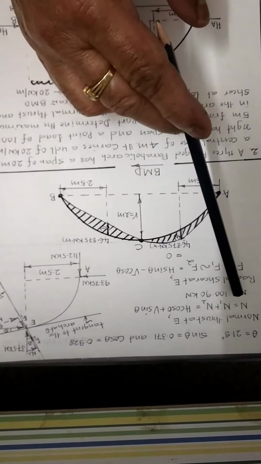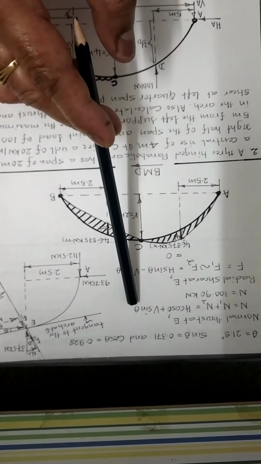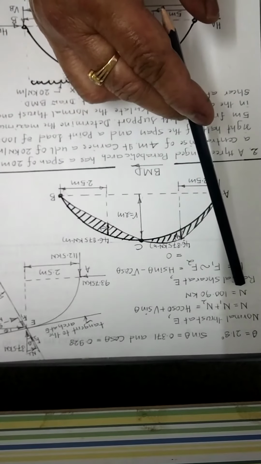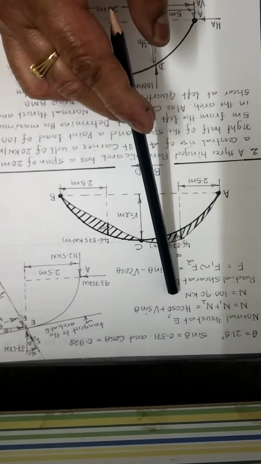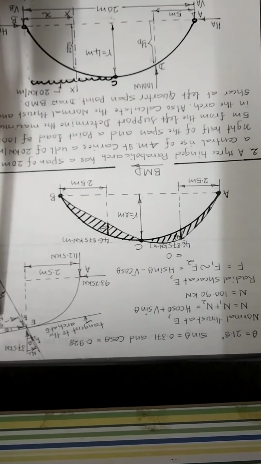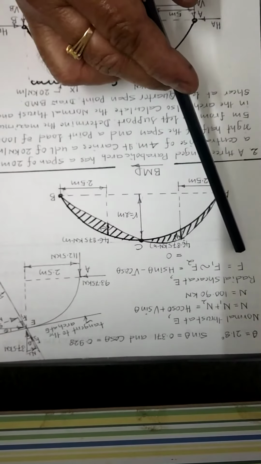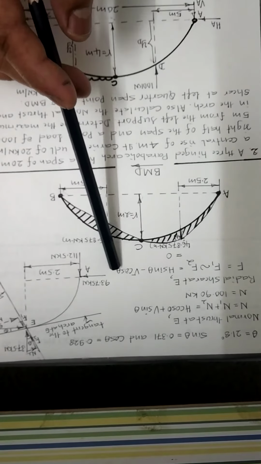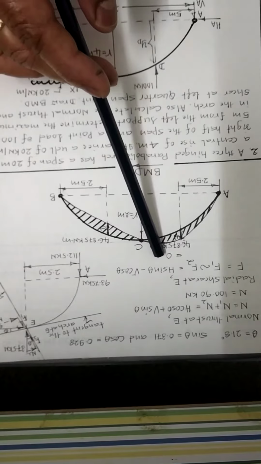Here the net normal thrust is given by N is equal to N1 plus N2, that is equal to H cos theta plus V sin theta. Simplify that after substituting all the values. Evaluate the magnitude of N. N works out to be 100.90 kilonewton. Here we have to add N1 and N2 because the directions of N2 and N1 are the same. Then calculate radial shear at that point E, that is given by F is equal to F1 minus F2, that is equal to H sin theta minus V cos theta. Now substituting all the values in this equation, simplify, the value works out to be 0.